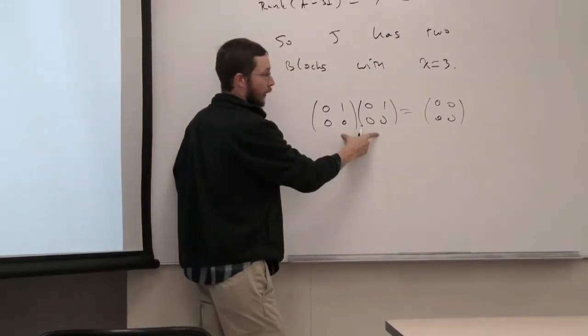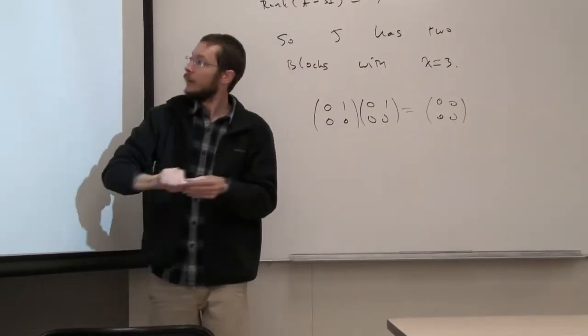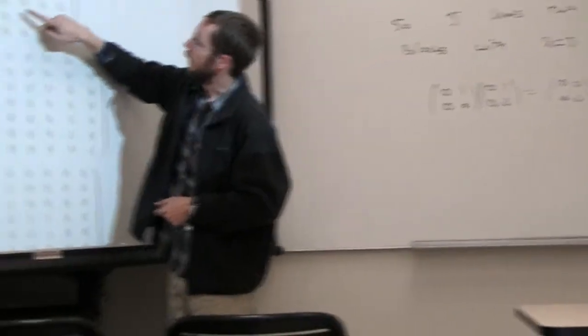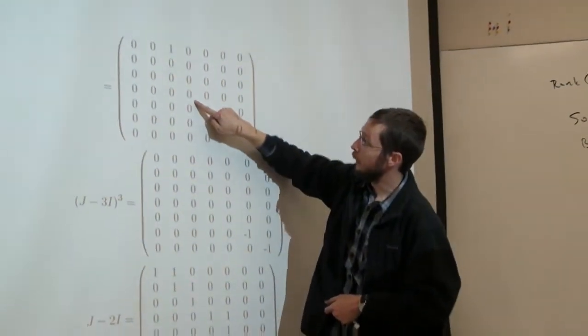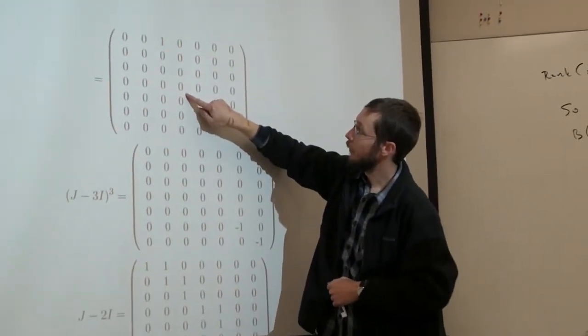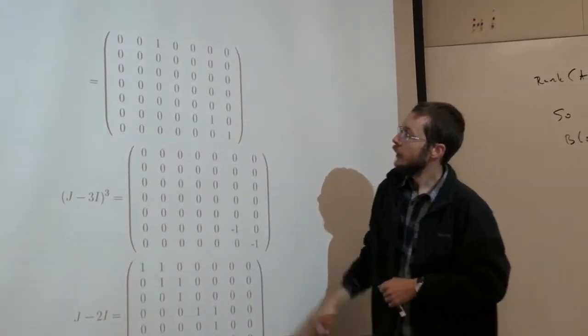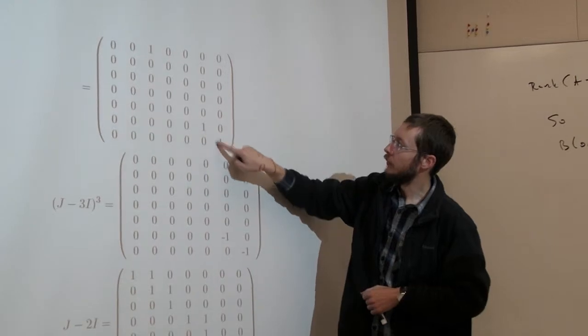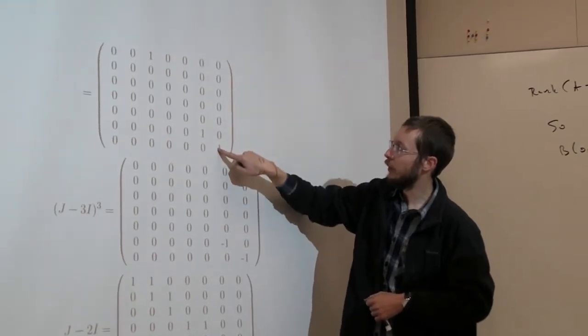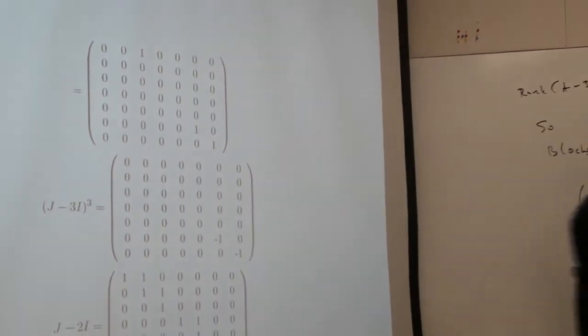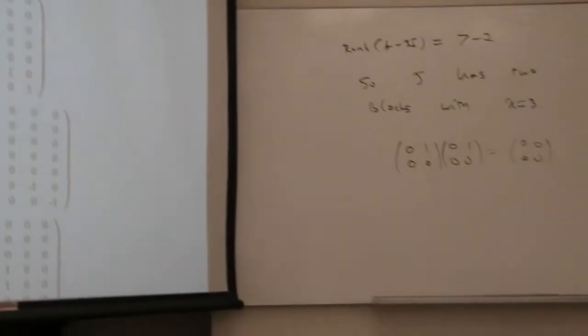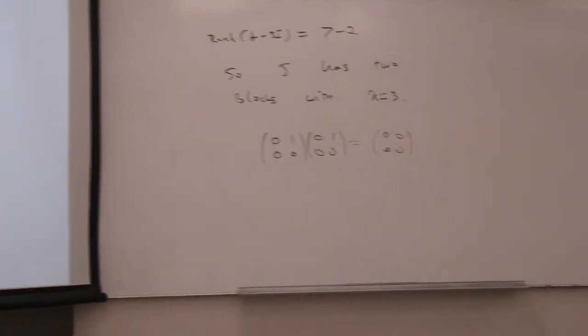And so this thing squared ends up producing 0. Okay? So the Jordan block that was here, when you squared that J minus 3I, that term drops to 0. And then, of course, we had negative 1's here, that when you square those, you'd end up with positive 1. Okay? So, that's what we know is going to happen in the Jordan form.